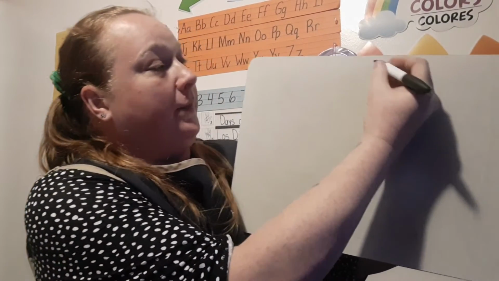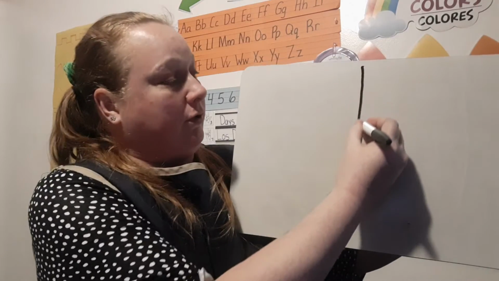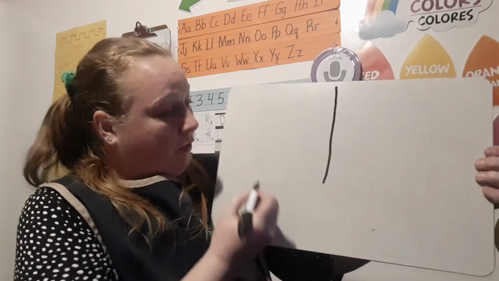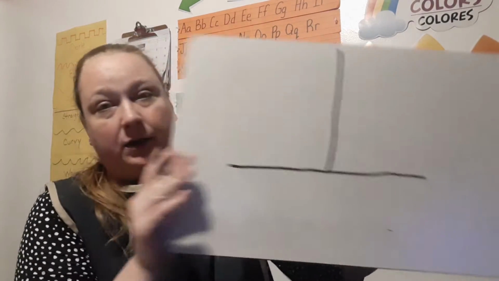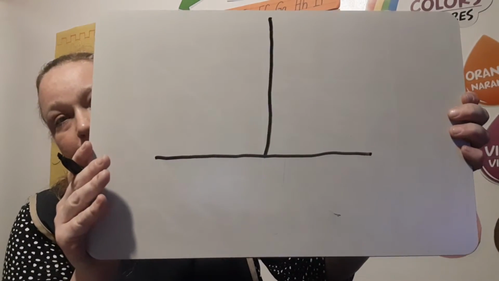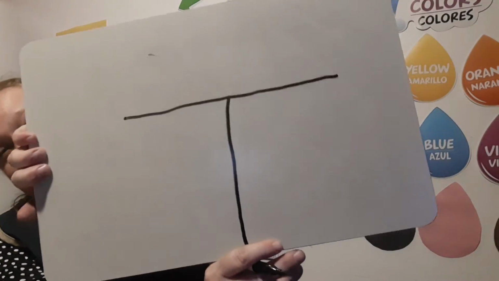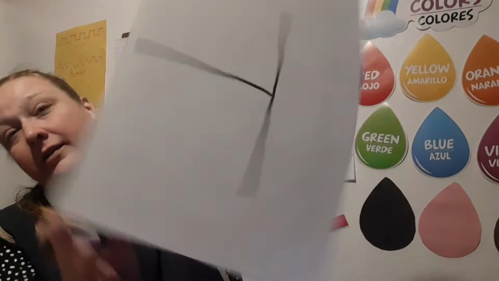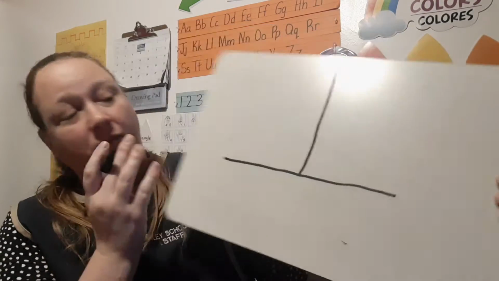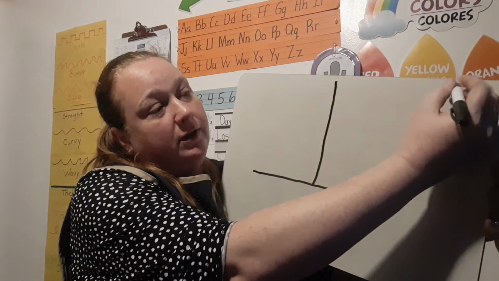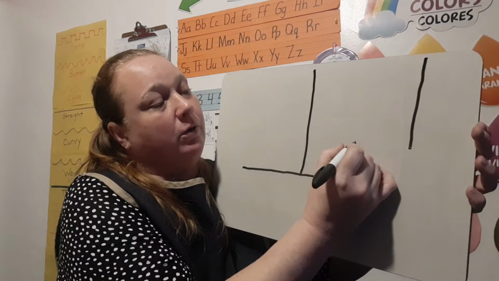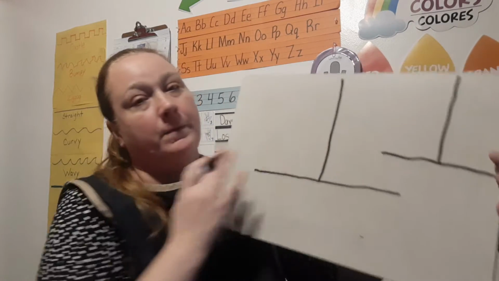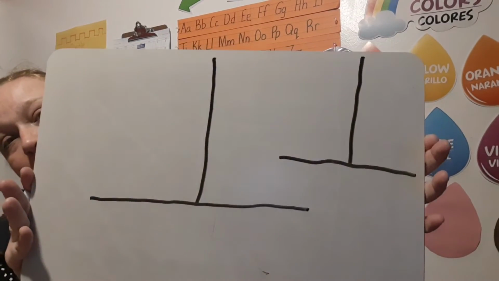So we're going to start at the top and come down, just like we did with our vertical. And then we're going to go across at the bottom, just like we did with our horizontal. It kind of looks like an upside down T. Very good. Yes, it does. So let's try that again. We're going to start at the top, come down, and then we're going to go across at the bottom. And that's how you make a perpendicular line.